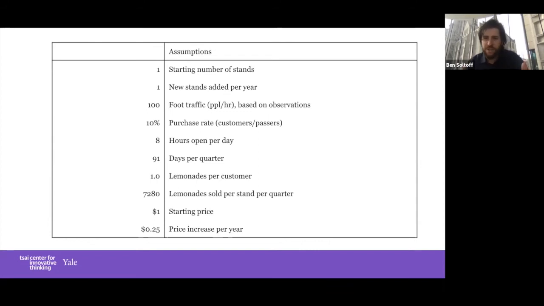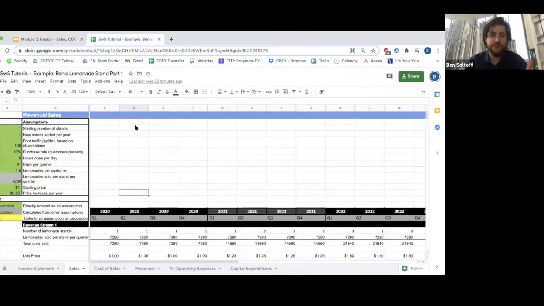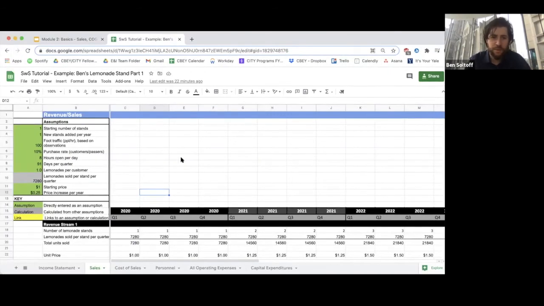So that's a whole bunch of assumptions. Let's go into this example, which you should all also be able to check out and see what this looks like when we enter them. So in the example tutorial here, we're looking at a Google Sheet. All those same assumptions are put into the model. The ones in green are the ones that are updated based on assumptions, and in gray, that's calculated based on other assumptions. So you can see I can edit all the ones in green here.